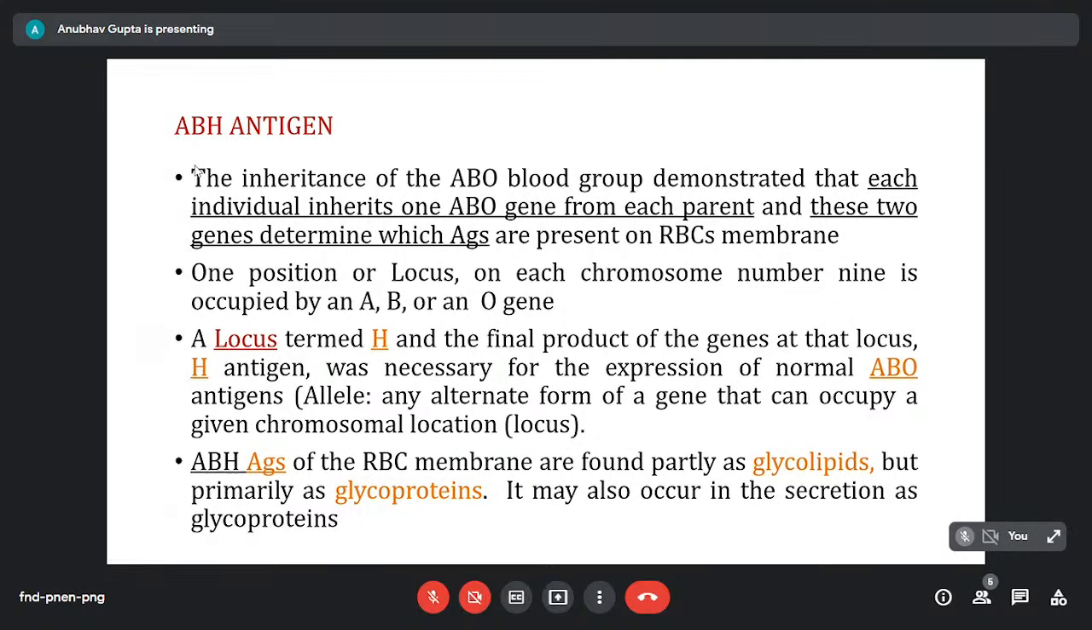So one position or locus on each chromosome number 9 is occupied by a gene, whether it is the O gene, the B gene, or the A gene. A single locus should be present. So how do you define a locus? A locus termed H, and the final product of the gene at that locus determines the antigen through the enzyme.